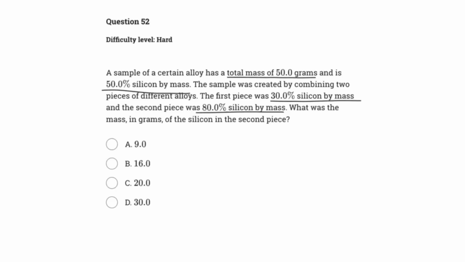So what we know now is that the first piece and the second piece make up this certain sample of alloy. And so what we can determine is that the total mass, this is pretty much the only information we're given in terms of actual mass, is that the total mass of the alloy is 50 grams. So we can write 50 equals, and now we need to create some variables. Let's create it as x and y. So x is just the total mass of the first piece, and then y is the total mass of the second piece.